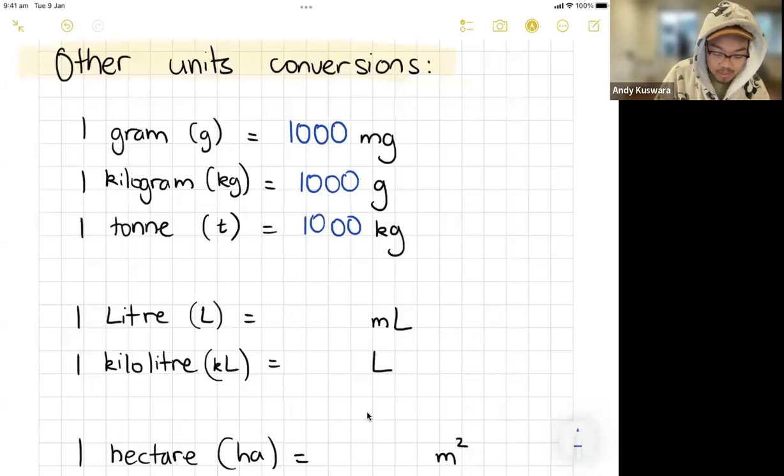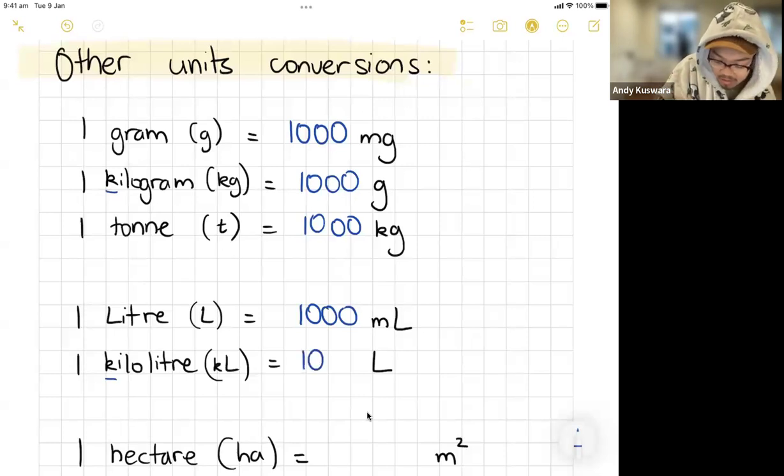Very similar here. 1 liter is made out of 1,000 mils, and then 1 kiloliter. I'll highlight this in another video, but normally when you see the word kilo, it hints that there's 1,000 of whatever you're talking about.